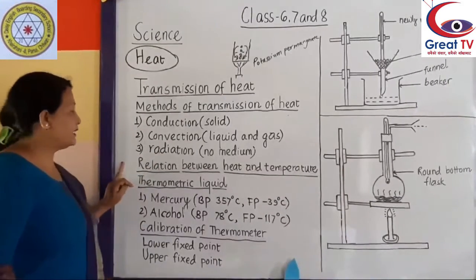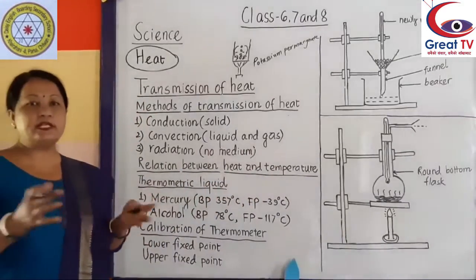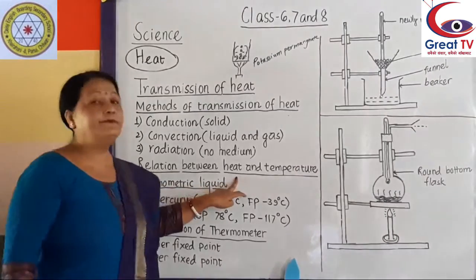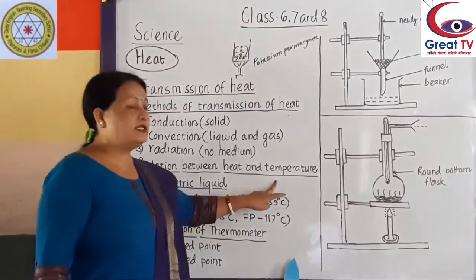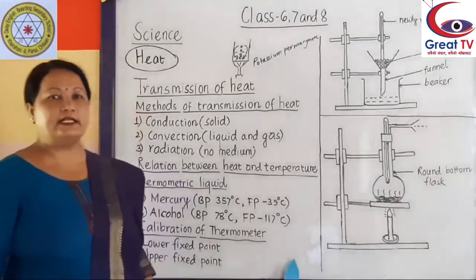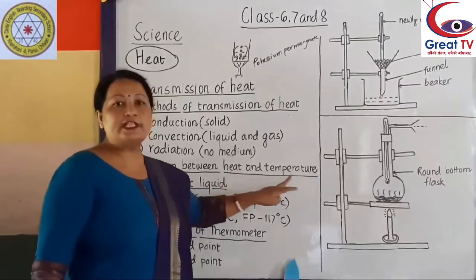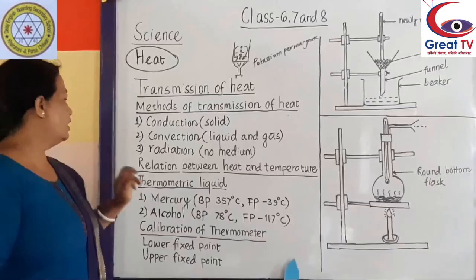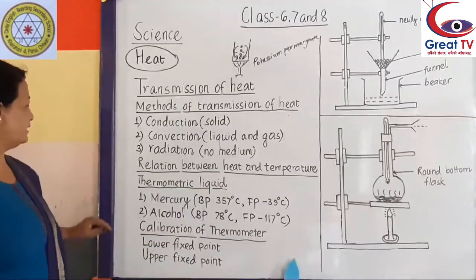Now the next topic is the relation between heat and temperature. Heat and temperature are closely related to each other. Heat is the total kinetic energy of molecules and temperature is the average kinetic energy of molecules. Heat is the cause of change in temperature and temperature is the effect of heat. So, heat and temperature are closely related.